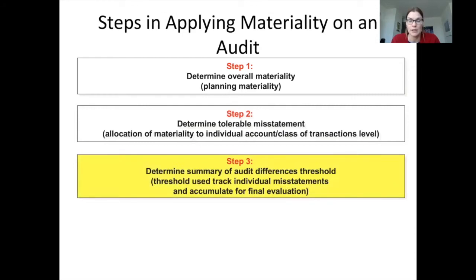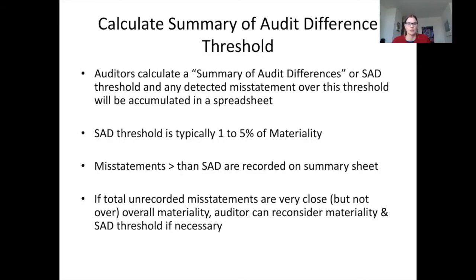Okay, so now let's talk about step number 3, which is determine your summary of audit differences threshold. This is also sometimes called the posting scope. The summary of audit differences threshold is calculated as 1 to 5% of materiality.